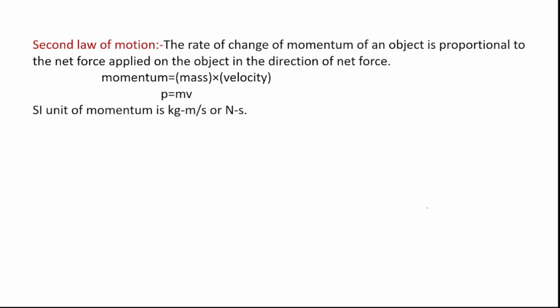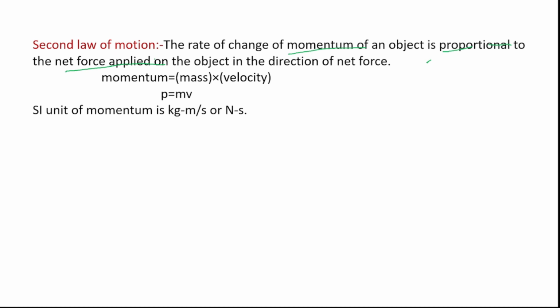Newton's second law of motion explains what happens to an object which is at rest when a non-zero force acts on it. Or simply you can say the force required for the motion of an object depends on the mass and velocity of the object, or you can give the statement as: the rate of change of momentum of an object is proportional to the net force applied on it, in the direction of the net force.